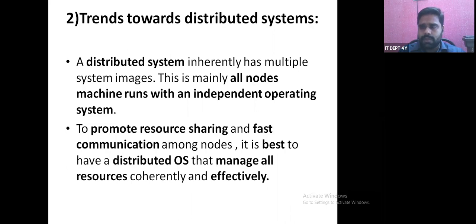Each, for suppose in a distributed system, you know, different locations, different systems will be there, and each and every system will have its own independent operating system to get better performance and fast communication.